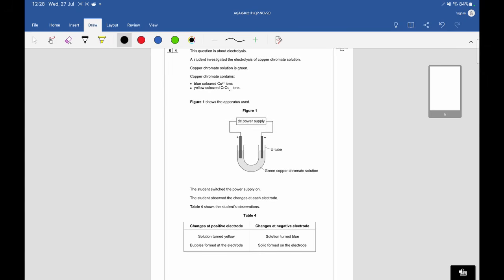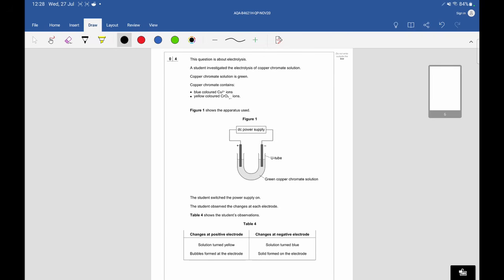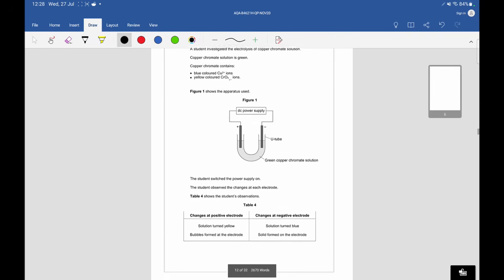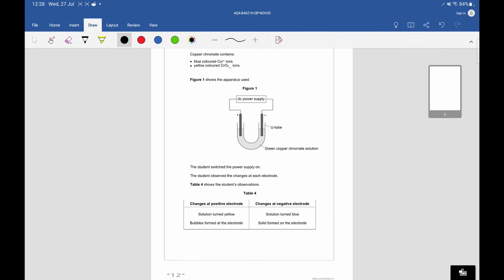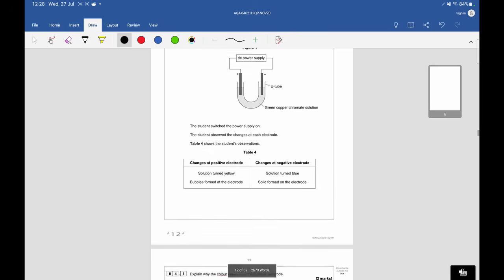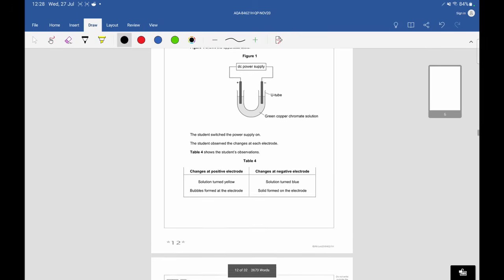Anyway, number 4, questions about electrolysis. A student investigated the electrolysis of copper chromate solution. Copper chromate solution is green. Copper chromate contains blue coloured copper ions and yellow coloured chromate ions. The student switched the power supply on and observed the changes at each electrode.